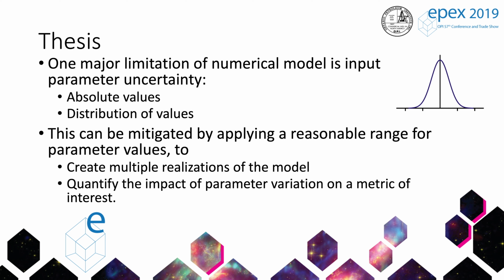So my thesis is one of the major limitations of a numerical model is the input parameter uncertainty, but this can be mitigated by applying reasonable ranges or distributions for input parameter values. You can then create multiple realizations or versions of your model. You can use that in various ways, for instance, to quantify the impact of parameter variation on whatever you're interested in finding out with your model, which I've called the metric of interest here.